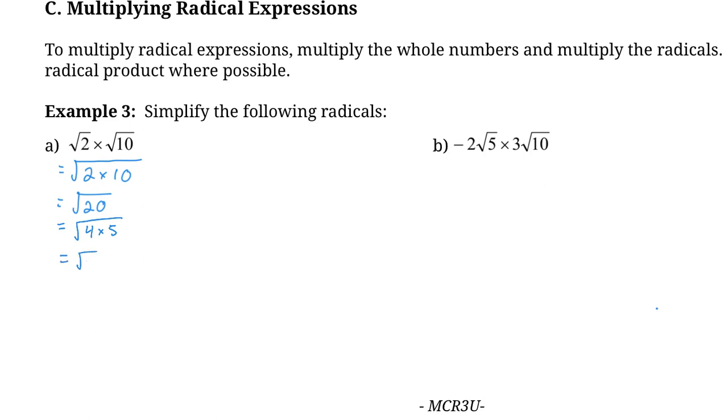And then when we separate that, it's the square root of 4 multiplied by the square root of 5. And the square root of 4 is really just 2. So our answer is 2 root 5.